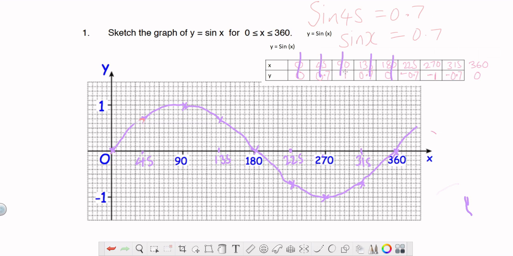Now obviously you can see that from the table straight away. Sine of 45 gives you 0.7, sine of 135 gives you 0.7. But you can also see that due to the symmetry of the graph. If I show you on the graph right here, 45 is right here. Now if you were to draw a straight line to the left, that there, it's 0.7. What other value of x will give you 0.7?